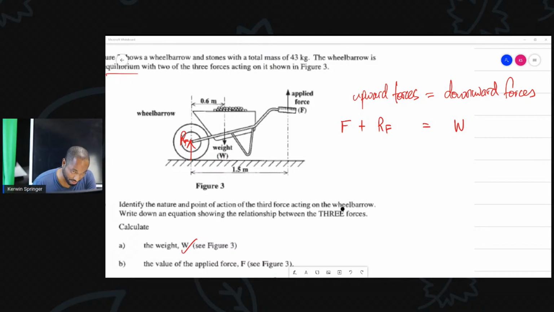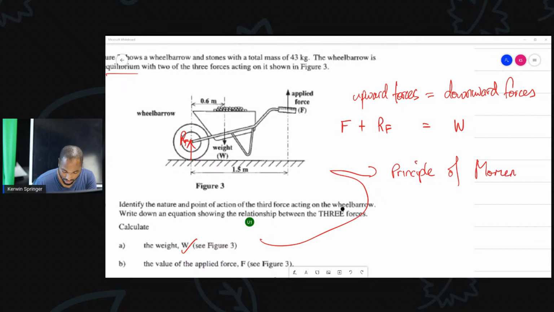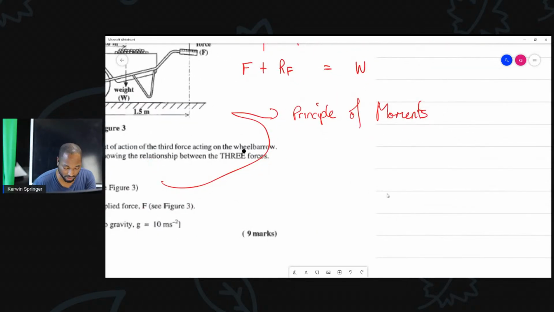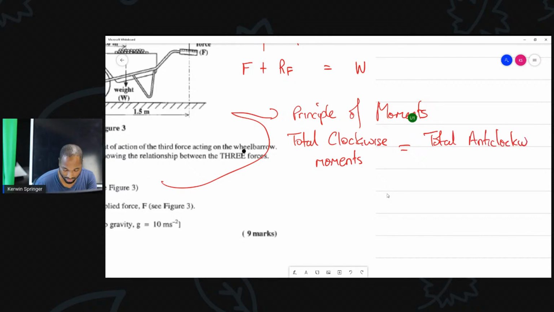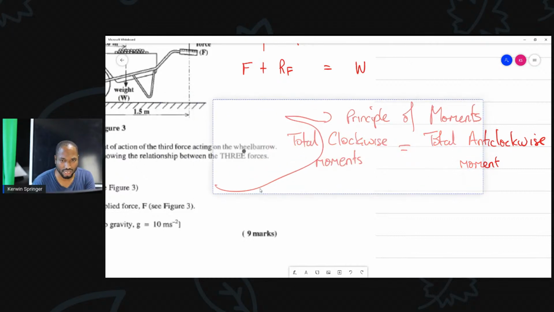So using the principle of moments for the weight, we're going to activate the principle of moments, and we will have the total clockwise moments equal to the total anti-clockwise moments. And moments is a product of the distance and the force, right? They give us force here, nothing in kilograms, so no suspicious activities going on here.